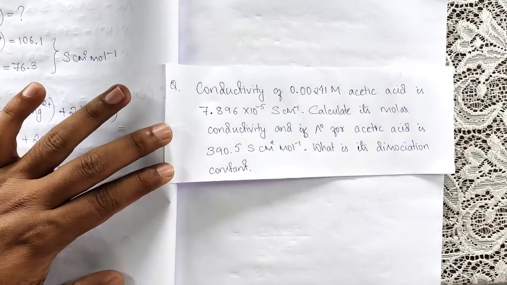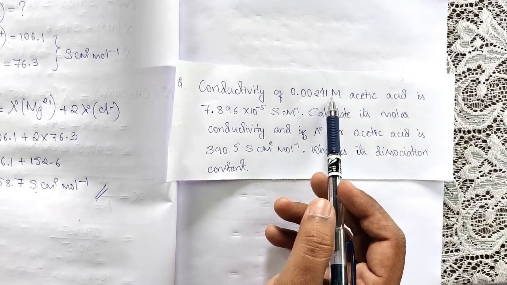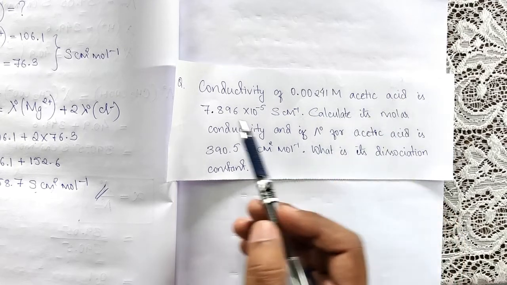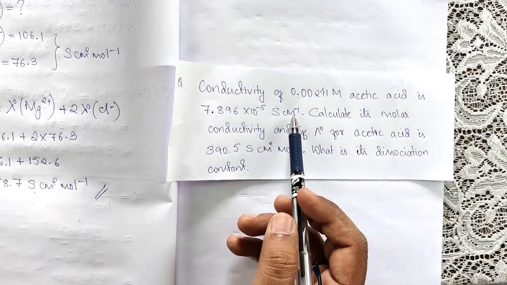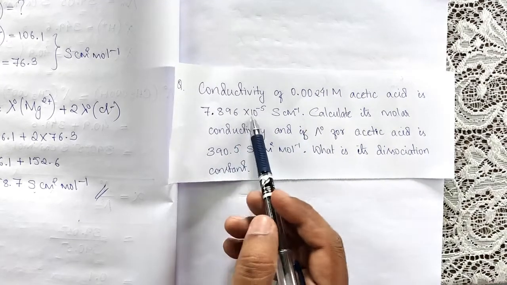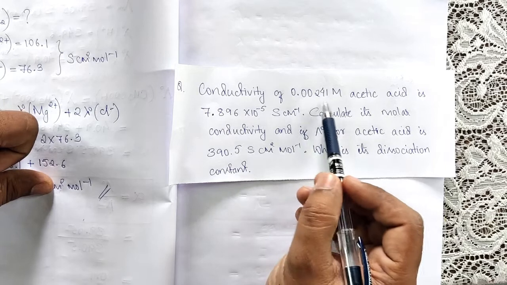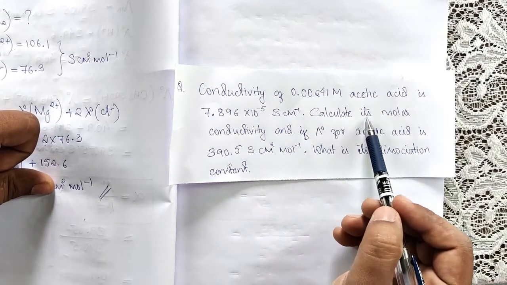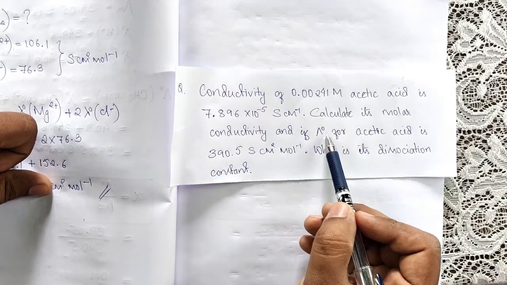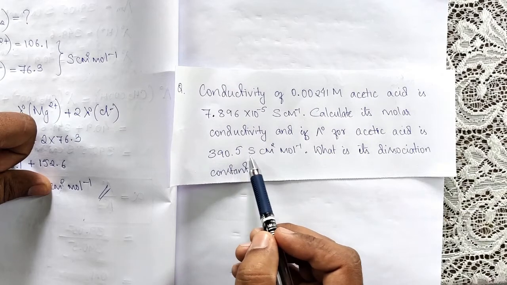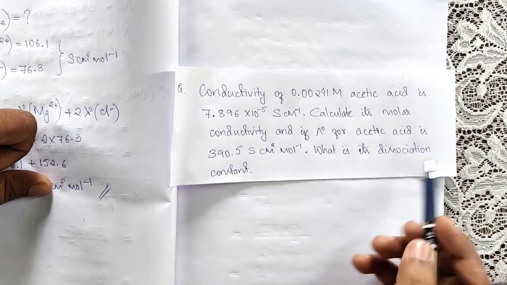So now we are left with our last question. Conductivity of 0.00241 molar acetic acid is 7.896 into 10 to the power minus 5 Siemens per centimeter. So this is your conductivity, that is represented by kappa, and this becomes your concentration. Calculate its molar conductivity, and if molar conductivity at infinite dilution for acetic acid is 390.5 Siemens centimeter square per mole, what is its dissociation constant? So let's write the given first of all.